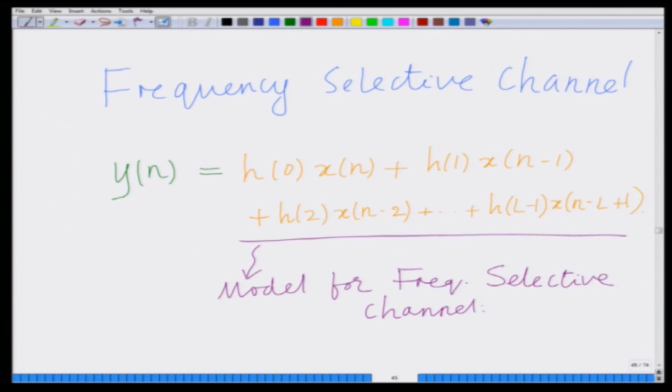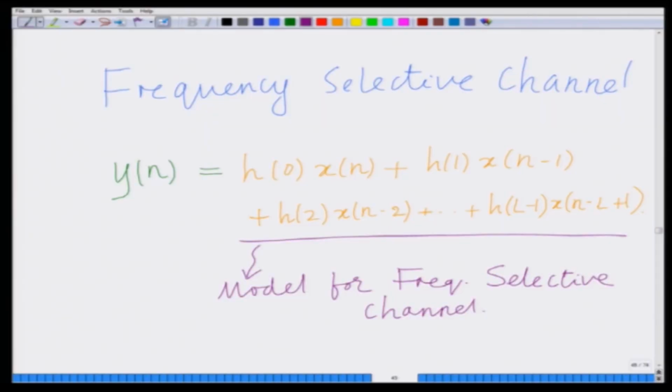Remember, we had looked at this in the context of CDMA also. We have yn equals h0 times xn plus h1 times xn minus 1 plus h2 times xn minus 2, so on and so forth until hL minus 1 times xn minus L plus 1. So, this has channel taps h0, h1 up to hL minus 1, that is L channel taps. And we have also seen that the output yn depends not only on the input symbol xn at time instant n, but it also depends on xn minus 1, xn minus 2, so on until xn minus L plus 1. Therefore, this channel has inter-symbol interference, correct.